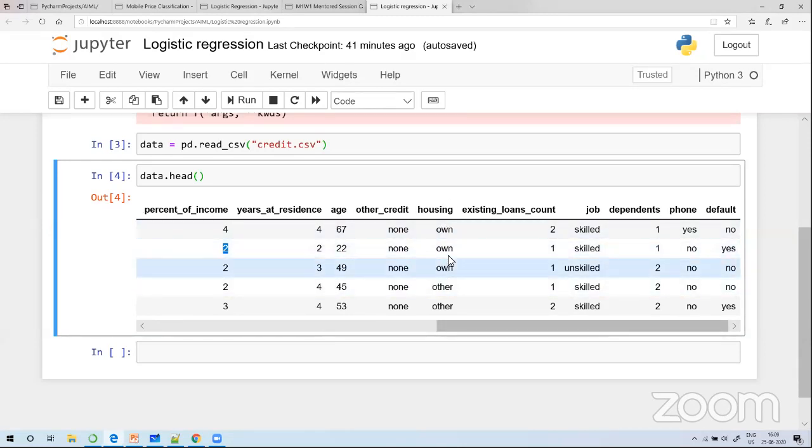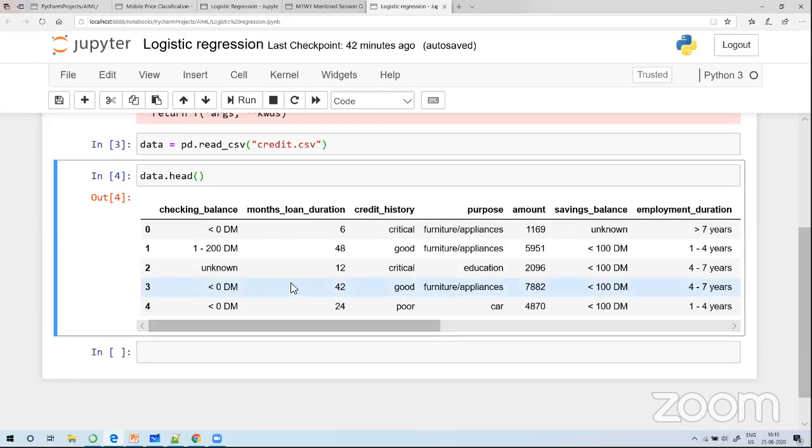Housing, do they own a house or do they rent it or something. Existing loans, if they already have any existing loans. Job type, skilled employee, unskilled, dependents, number of dependents, do they have a phone number, yes or no. This is probably a very old data set, maybe from the 1980s. So that's why you probably see a lot of no for phone, and we are just going to learn from it. So it doesn't really matter whether it is the latest data or very old data.